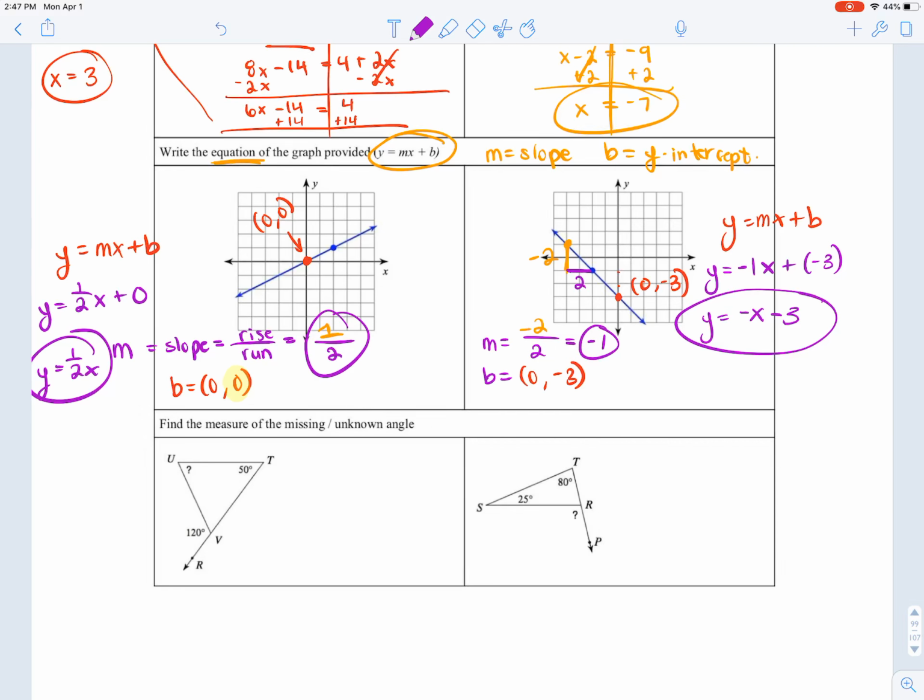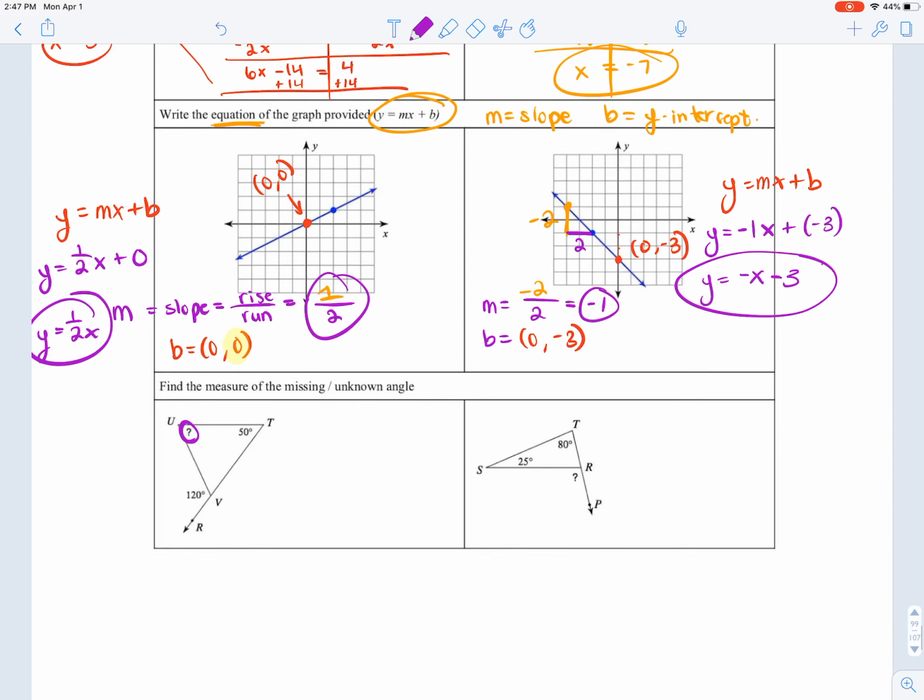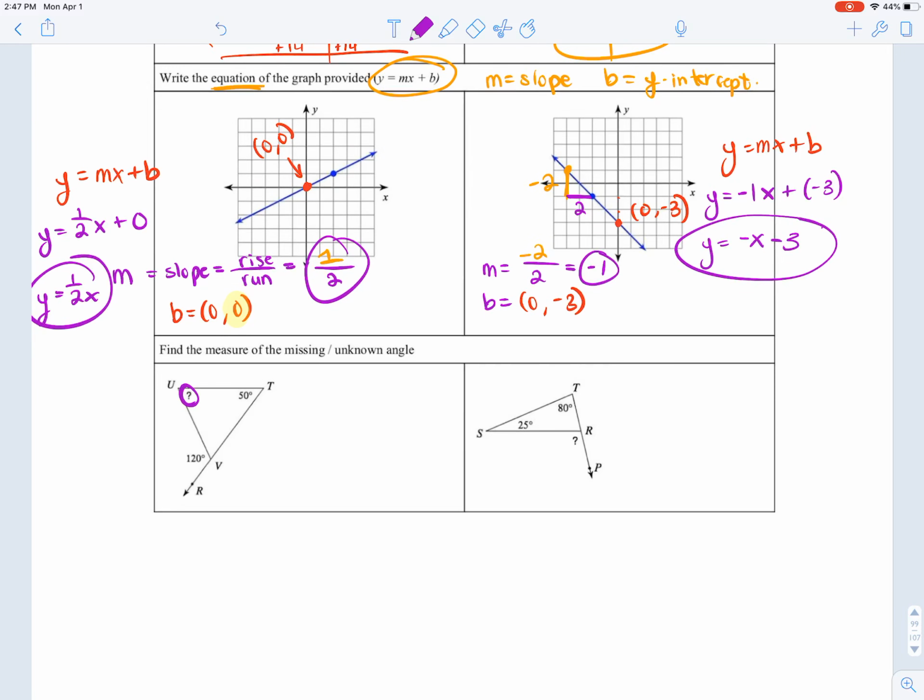Okay, last 2 questions. Woo, we're making it through. Find the measure of the missing or unknown angle. These are always fun. So we're looking for that purple angle right there, okay? And we need to use our context clues or other information that's given to us to our advantage. So the first thing that you should notice or that you should know is that the angles in a triangle should add up to 180 degrees. That's the first thing, okay?